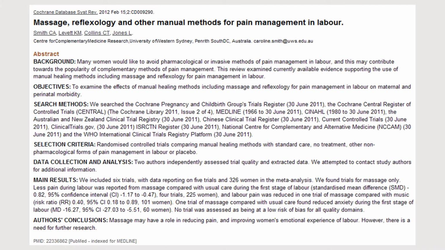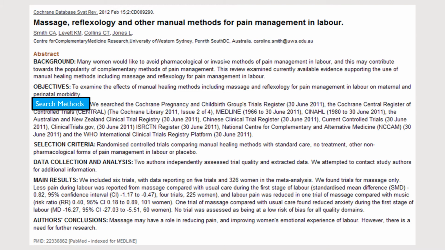So here would be an example. Massage, reflexology, and other manual methods for pain management in labor. So one of the ways that you know that this is systematic research is the search methods. You can see on here that it says, we searched the Cochrane Pregnancy and Childbirth Group's Trials Register, the Cochrane Central Register of Controlled Trials, the Cochrane Library, Medline, CINAHL, Australian and New Zealand Clinical Trial Registry, Chinese Clinical Trial.